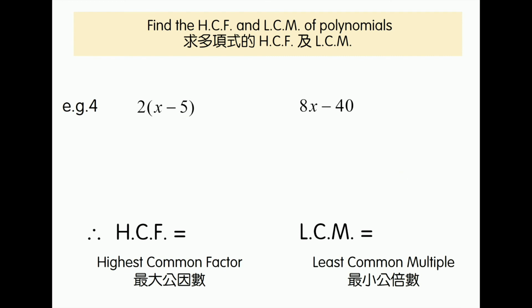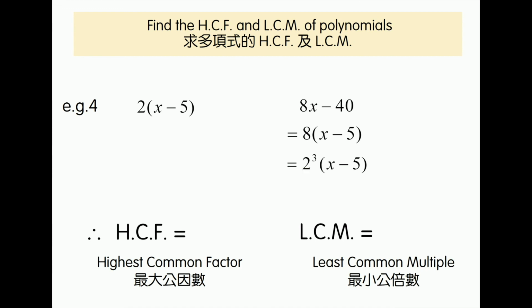Now I need to find the HCF and LCM of these two polynomials. Just by looking, we can't find any common factors at all. The reason is because the term at the back, 8x minus 40, has not been factorized yet. We need to first factorize it, then we could see if there are any common factors that we can take out. We first take out the 8, turning it into 8 times x minus 5. Since 8 is not a prime number, we continue on with prime factorization. It is 2 times 2 times 2, meaning it is 2 cubed.